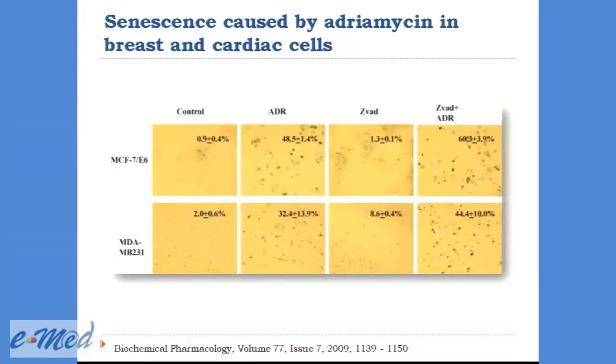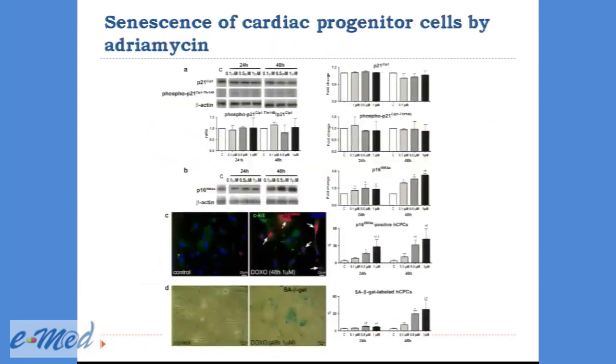And is it true for cardiac cells? We can see that culturing cardiac cells and exposing them to adriamycin, there is immediate upstaining of beta-galactosidase, which means that they really undergo senescence, which means that it's really true for the heart. The same about cardiac progenitor cells. Even they reveal senescence markers after exposure to adriamycin.